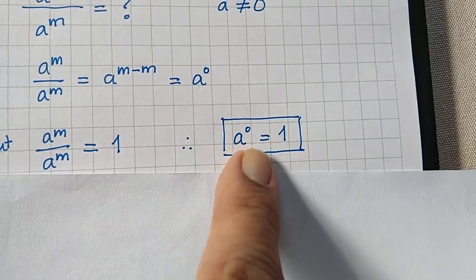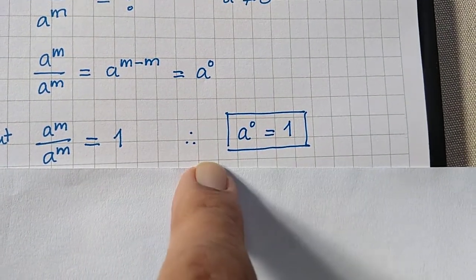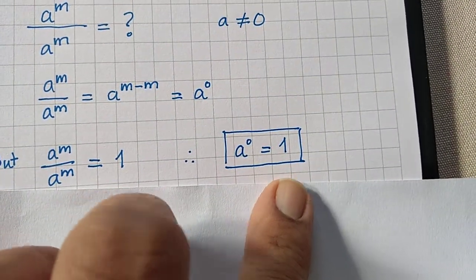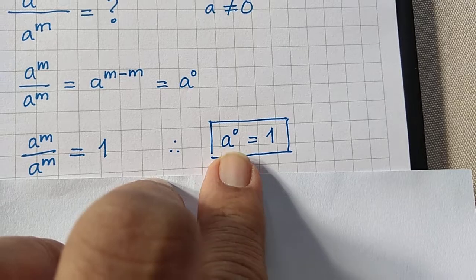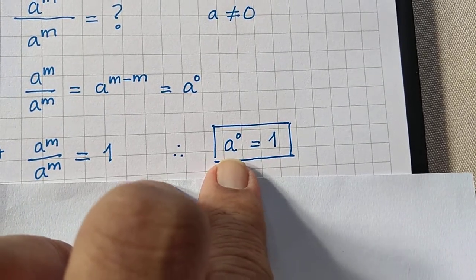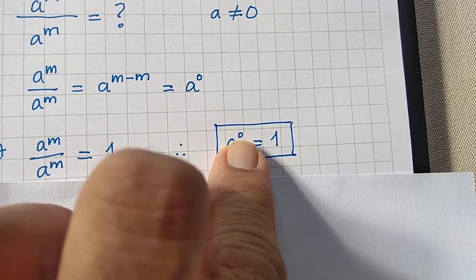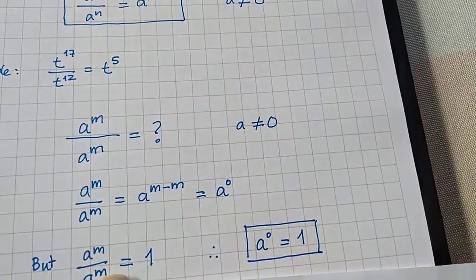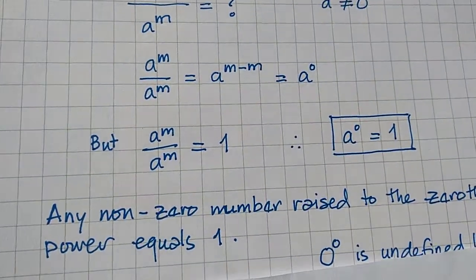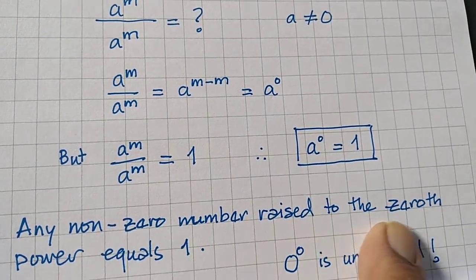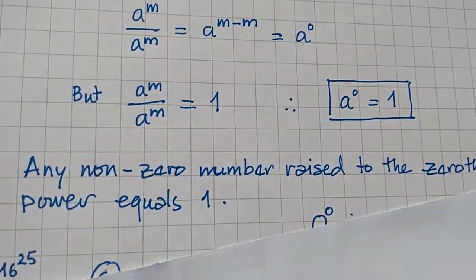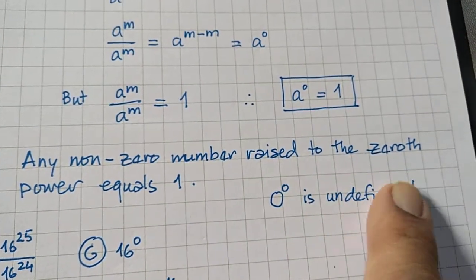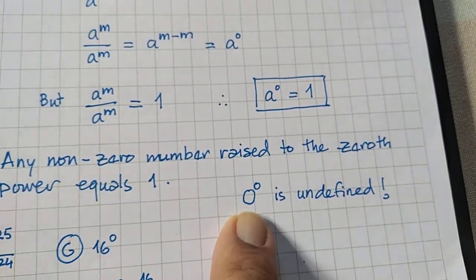Don't spend too much time trying to figure this out. Don't try to think what a to the power 0 means, just figure it in terms of consistency with this equation. So if I say it in English, any non-zero number raised to the 0th power equals 1. This is true. Any non-zero number raised to the 0th power equals 1.